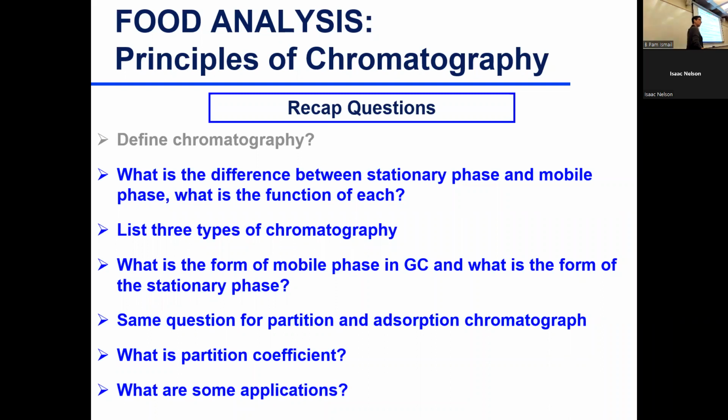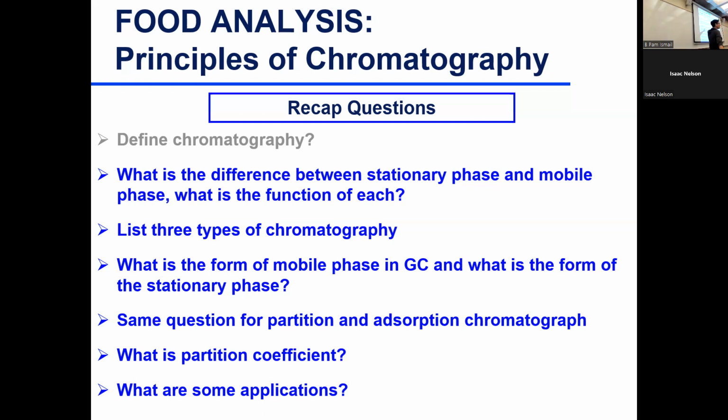So define chromatography, we did that a couple of times already. So we'll move on to reminding you about the difference between stationary phase and mobile phase, and what is the function of each. Let's see if you can remember. Cam: The mobile phase is what moves along the column. Yes, and carries the substance. And the stationary phase is the one that stays in one place. Yes. You didn't say the function of the mobile phase, it carries the constituents along.